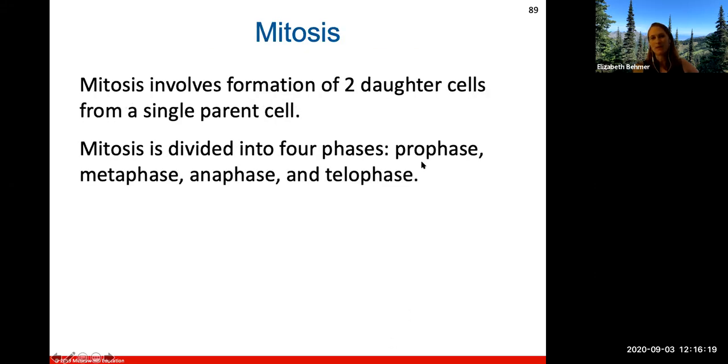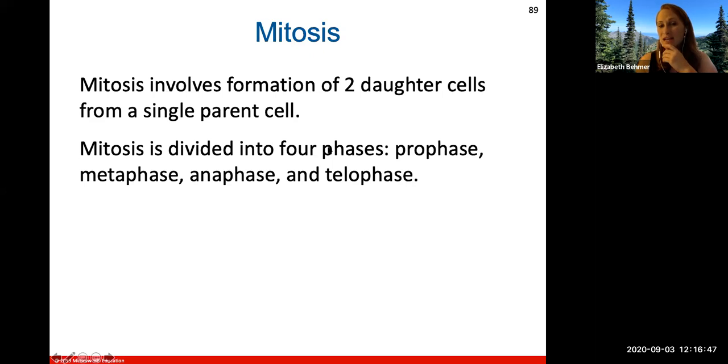And then we'll talk about mitosis. So mitosis is the other part of the cell cycle. Interphase is normal stuff that the cell does. It replicates its DNA. It handles all the normal functions. Mitosis makes up less than 10% of the cell cycle, and mitosis involves forming two daughter cells from a single parent cell.